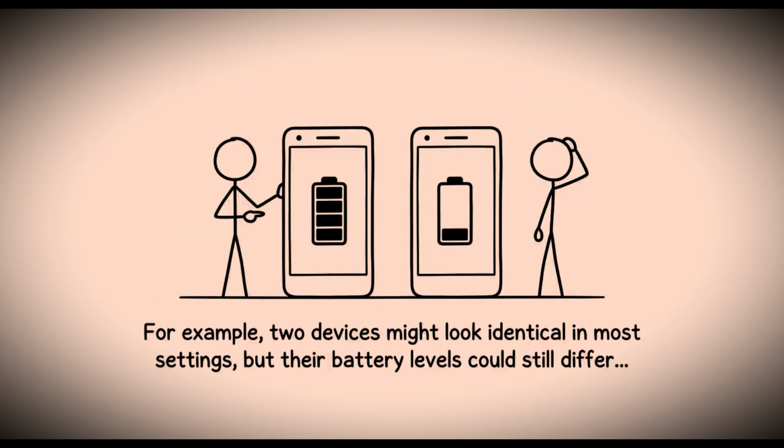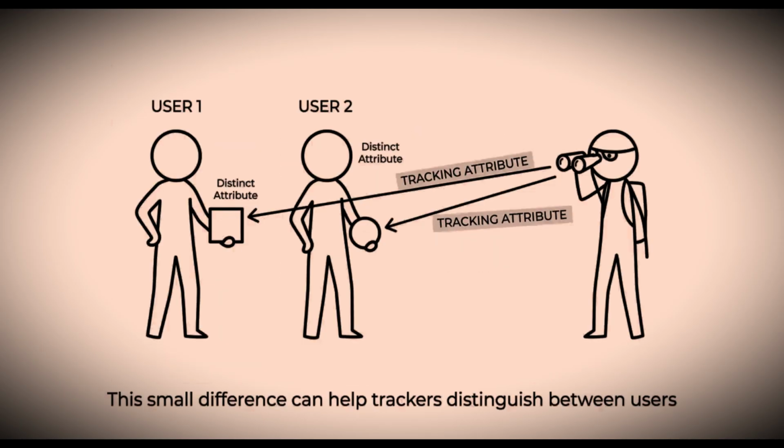For example, two devices might look identical in most settings, but their battery levels could still differ. This small difference can help trackers distinguish between users.